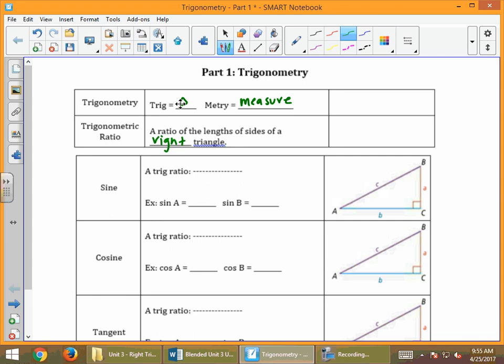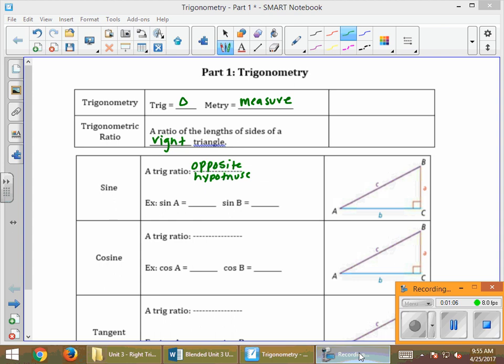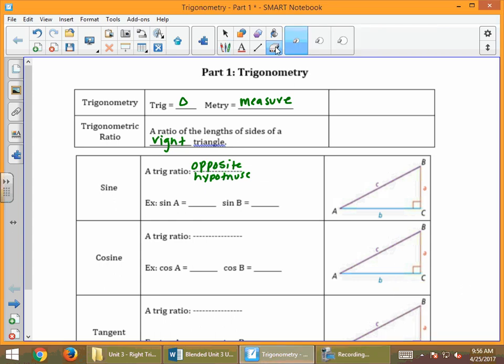One ratio is called sine, and all sine is the opposite side. You're going to be given an angle, and it's the side opposite that angle over the hypotenuse of your right triangle. We forgot an E. Hypotenuse.